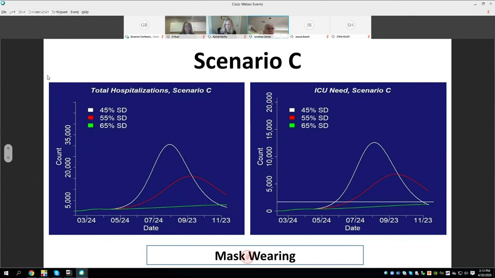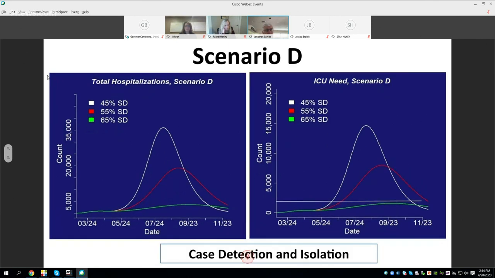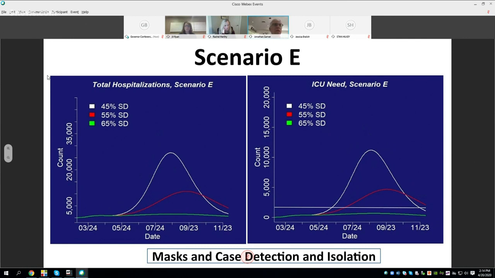Next slide. We add mask wearing, with a very similar picture of not being able to do enough. And D, which is now the case identification added to social distancing, you can see we have the same problem, not being able to suppress the level of need for critical care enough. So that brings us to E, which is one of our combination scenarios. Next.